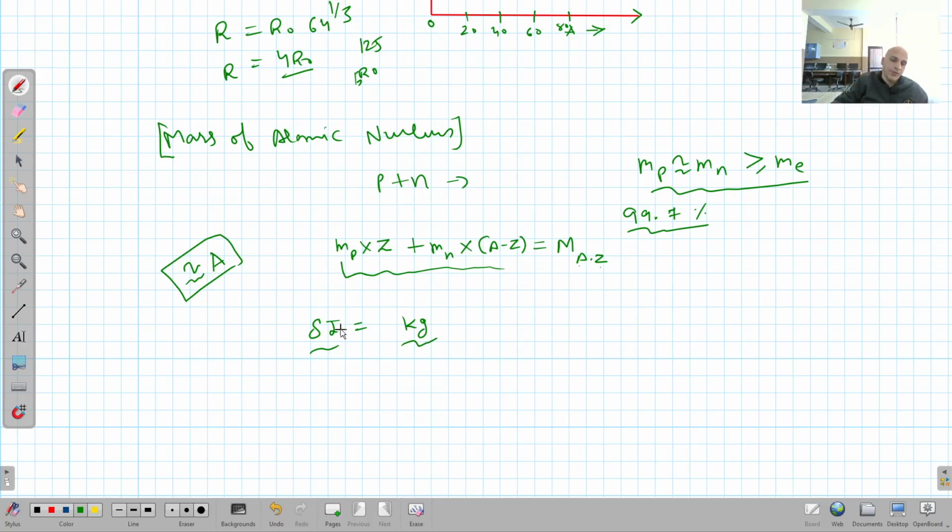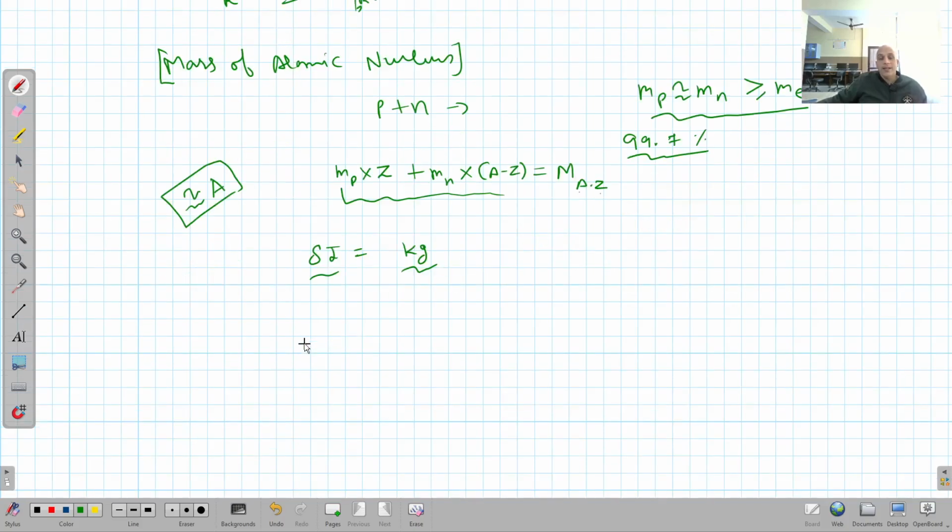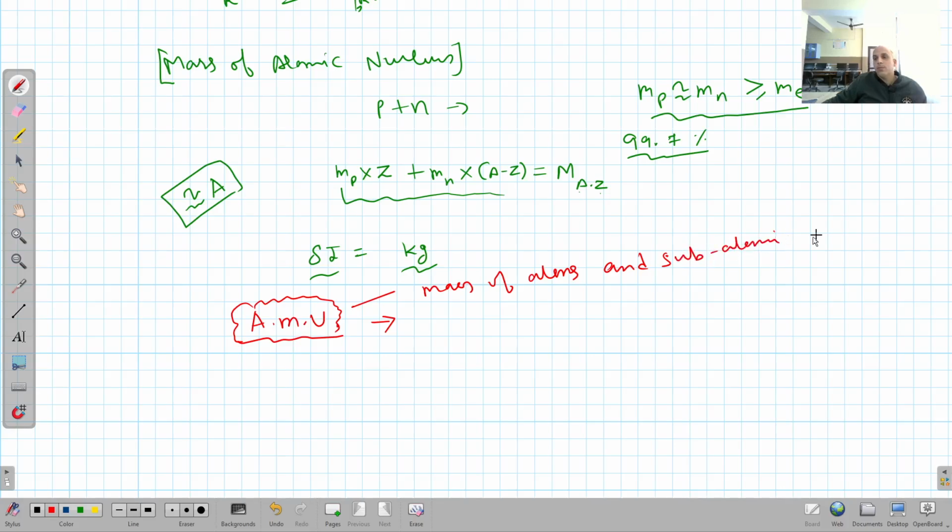So in that case, we have to invent a different unit that can measure the mass of the nucleus or the mass of the atoms. For that, we have invented a unit that is known as atomic mass unit, AMU. It stands for atomic mass unit. This is going to be the unit for the measurement of the mass of atoms and subatomic particles like protons, neutrons, electrons. So all those masses will be expressed in atomic mass units.